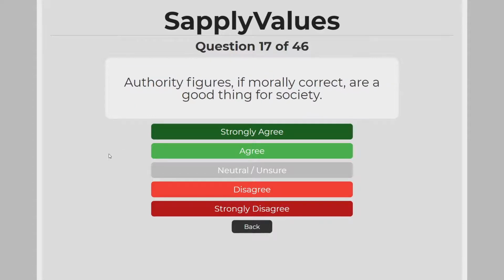Authority figures, if morally correct, are a good thing for society. I would strongly agree with this. If people are morally correct, I think that them being authority figures is a good thing for society. Yeah.